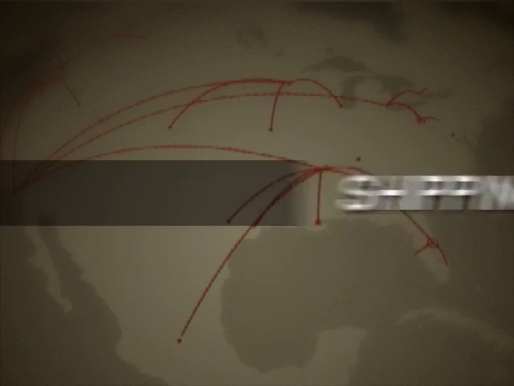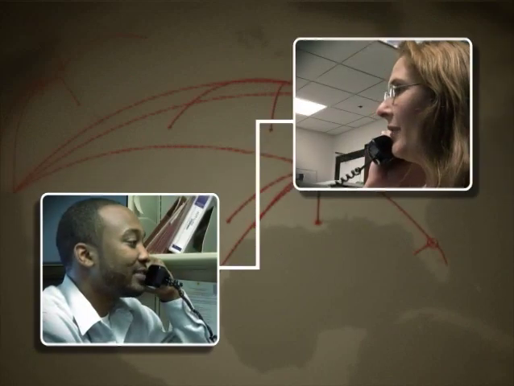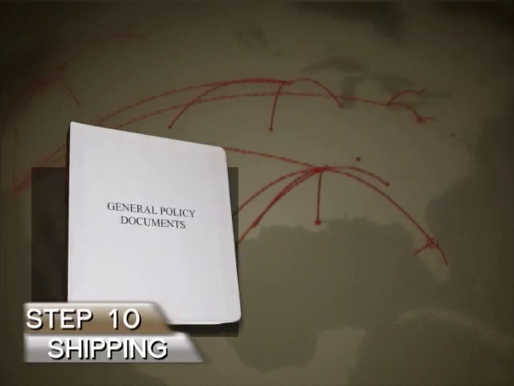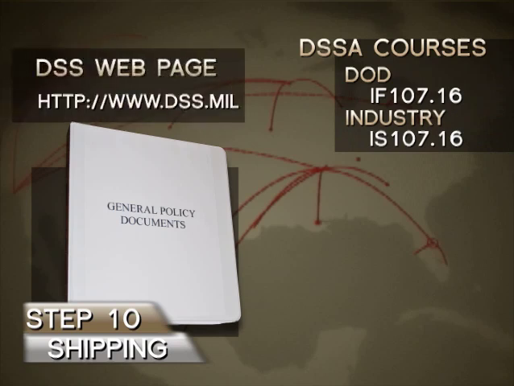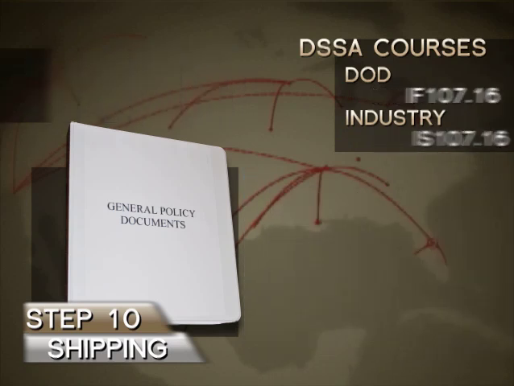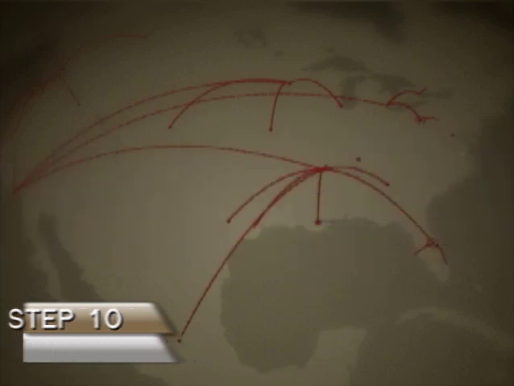Shipping. It is advisable to confirm that an authorized person will be able to receive the material. Authorization for these methods can be found in DoD and Industrial Security Policy, as well as in the DSSA Transmission and Transportation courses. These resources are located on the Defense Security Services webpage, where you can find relevant policies as well as the current course catalog. Please note that your specific program and component guidelines may also specify enhanced requirements.